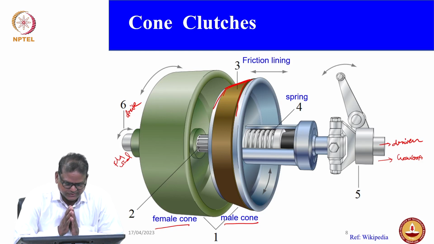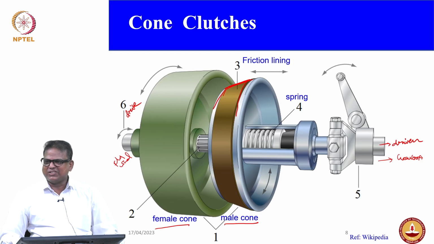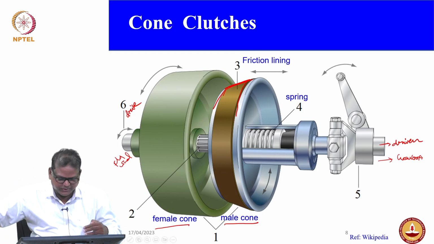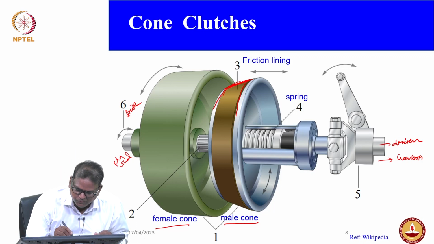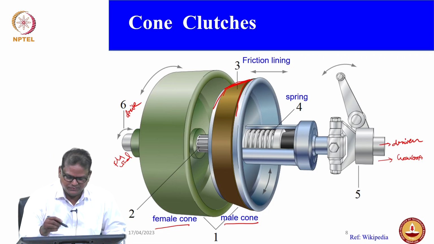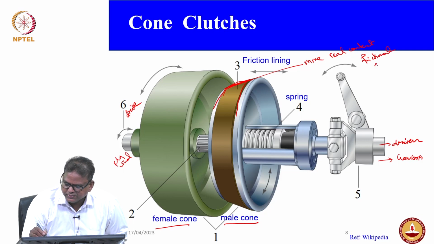So what is your observation? How is this different from a regular plate clutch? That's the question. Look at this. You have a nice cone arrangement. It will give you a more real contact frictional surface. So that's the advantage.